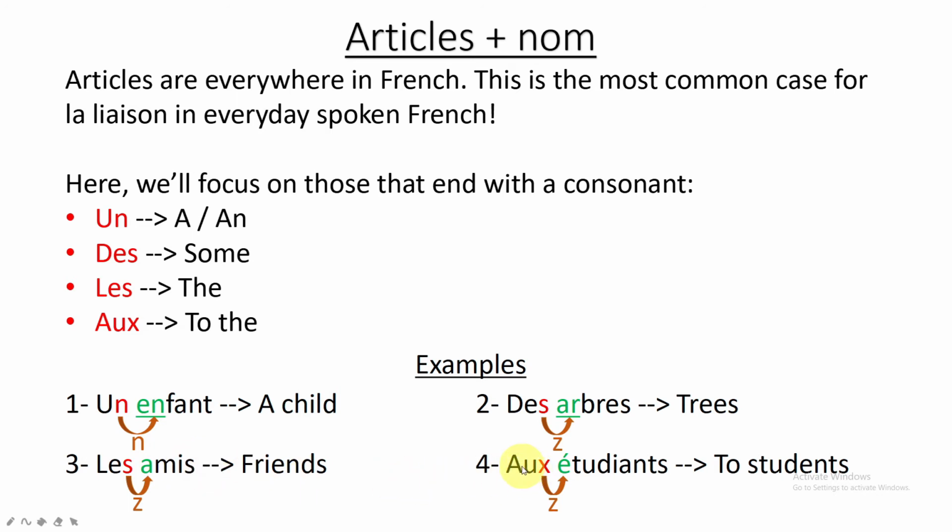Fourth one, we have X at the end of the first word. So it will create an abstract Z at the beginning of the second word. So, aux étudiants.